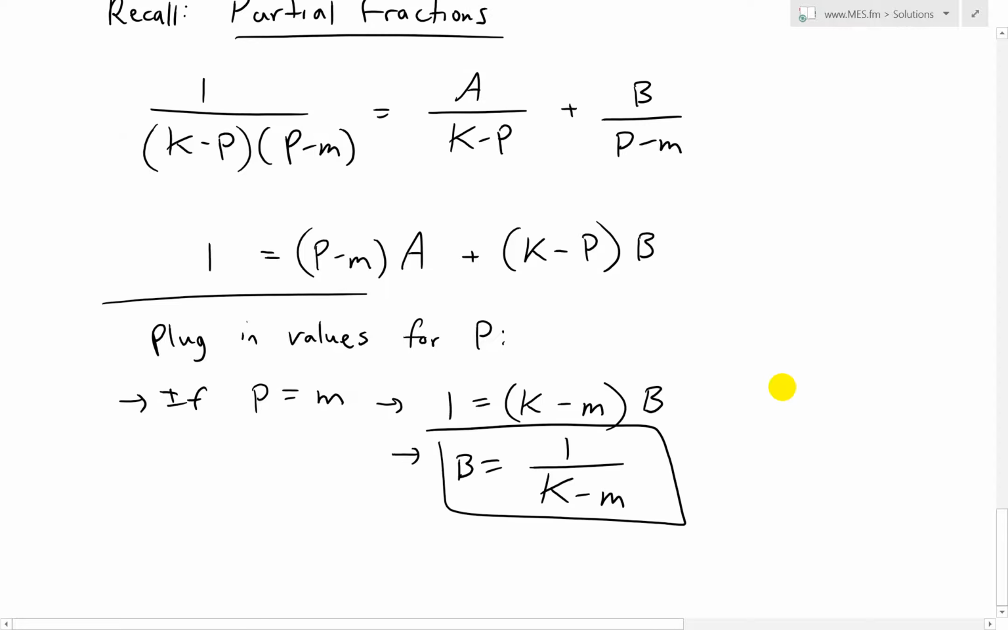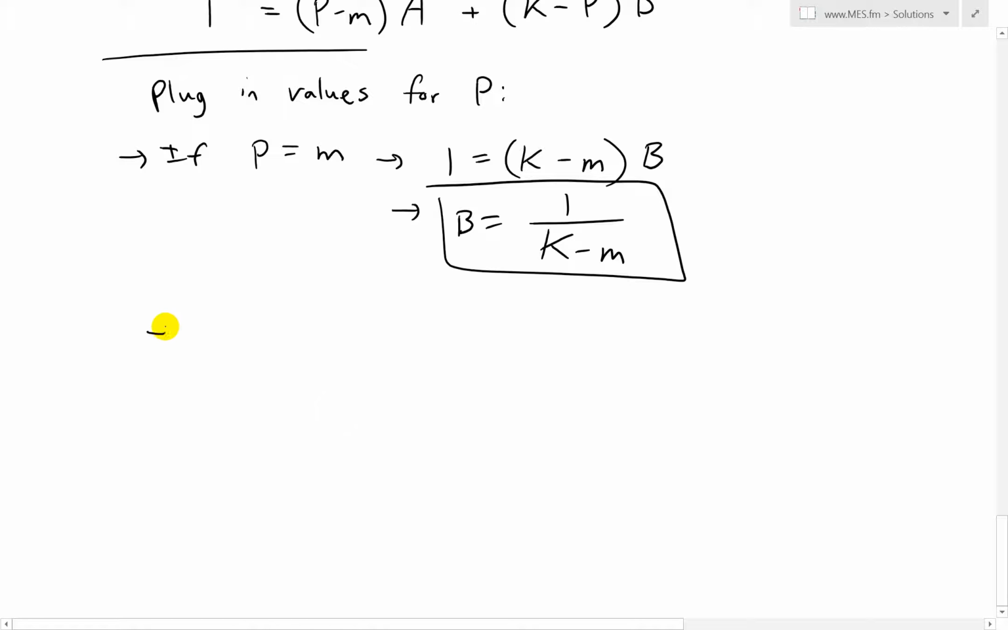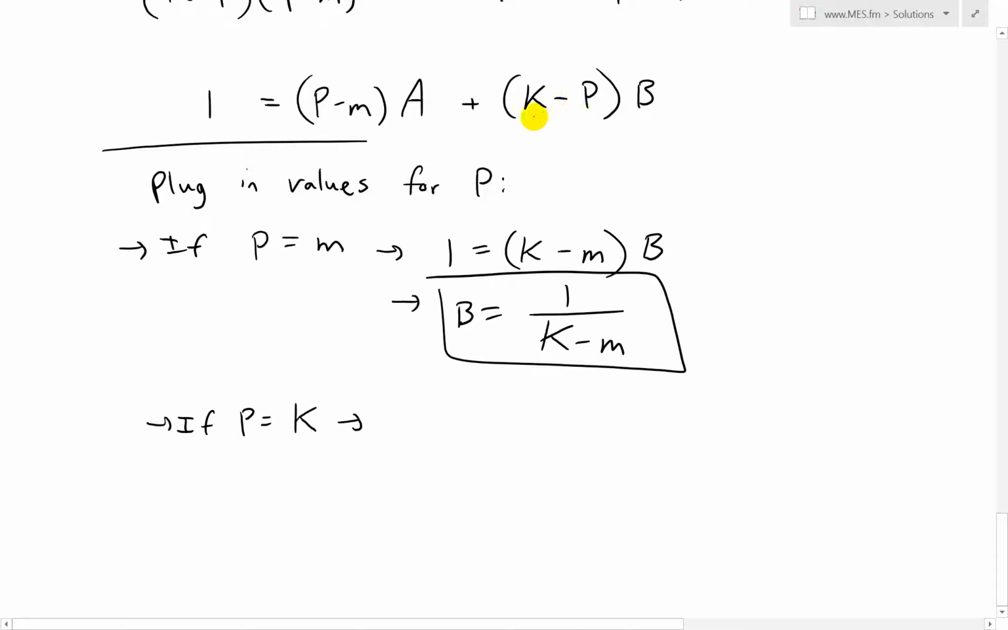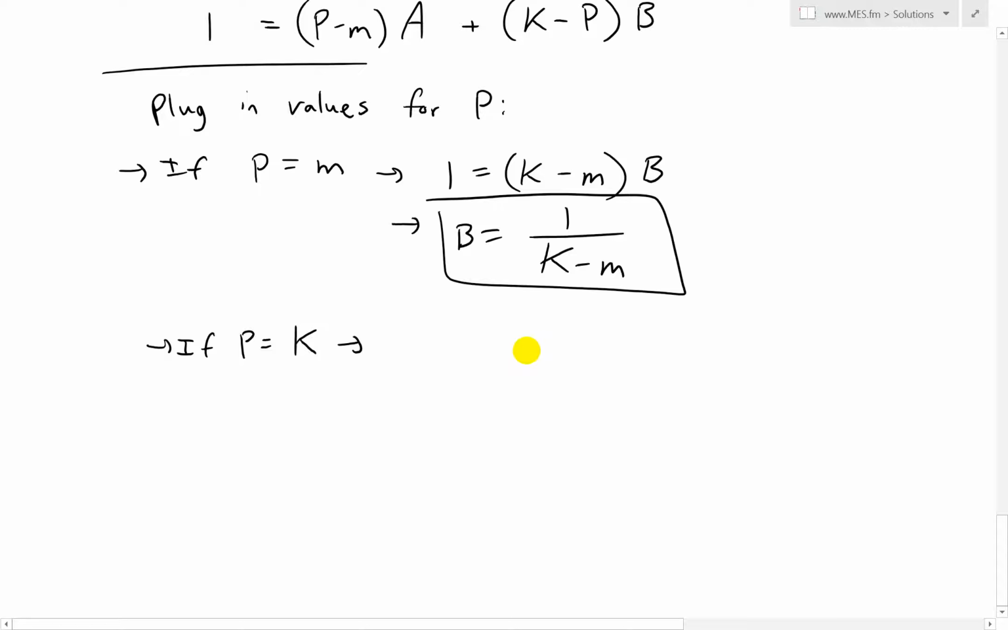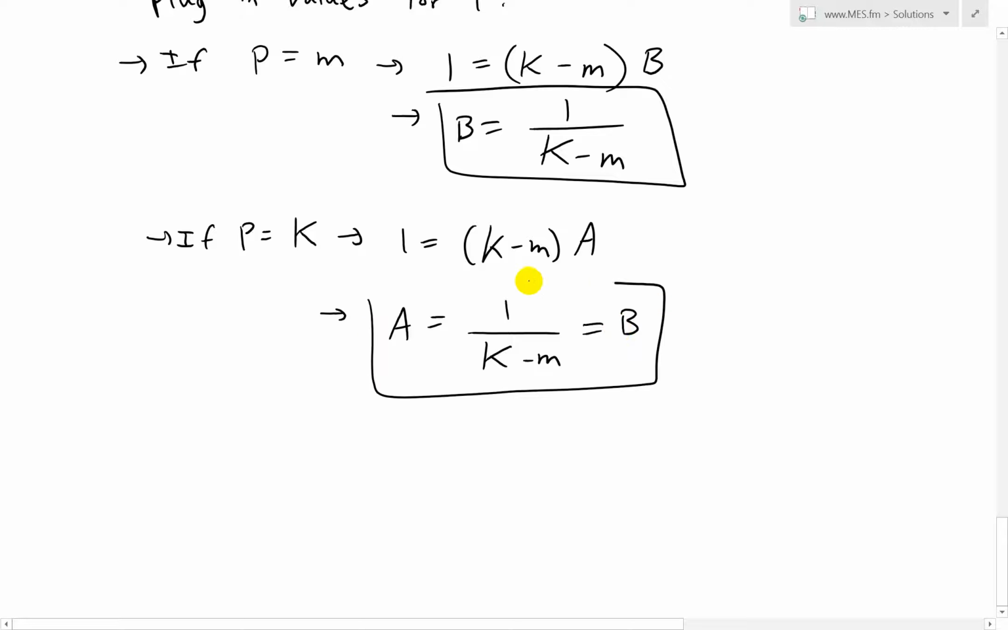And now let's solve for A. The way to do that is just plug in p equals K, so this cancels. If p is equal to capital K, then this goes to 0, and we're just left with 1 equals 2, and capital K minus m times A. So divide that out: A equals 1 over capital K minus m, which is the same thing as B.